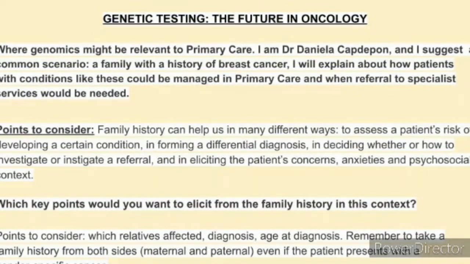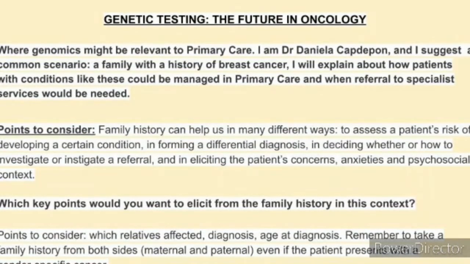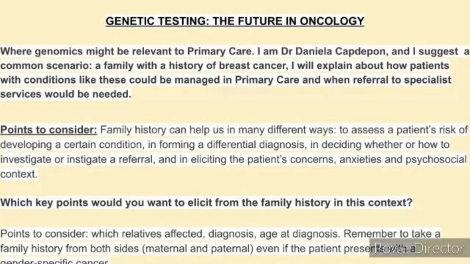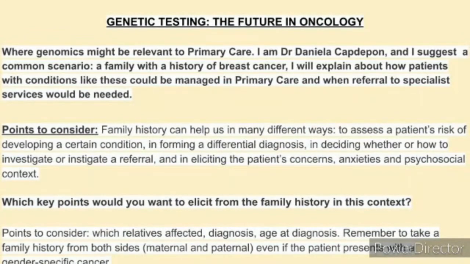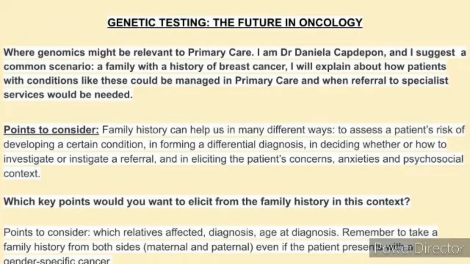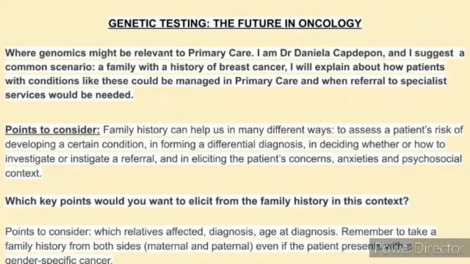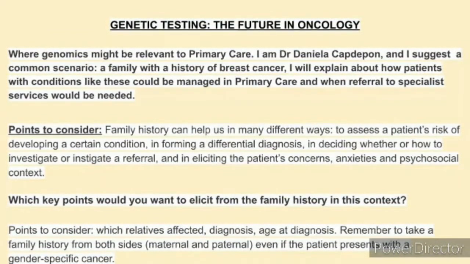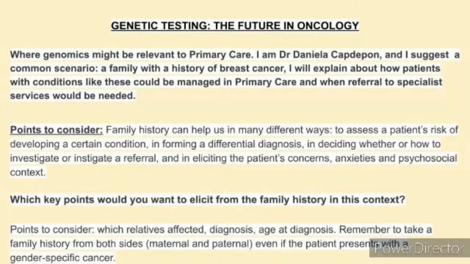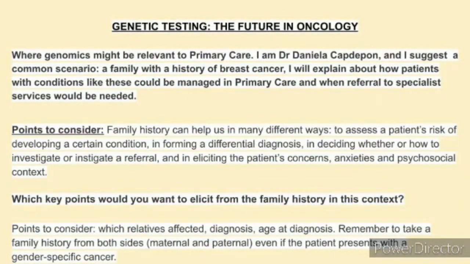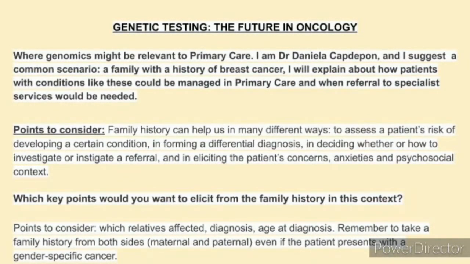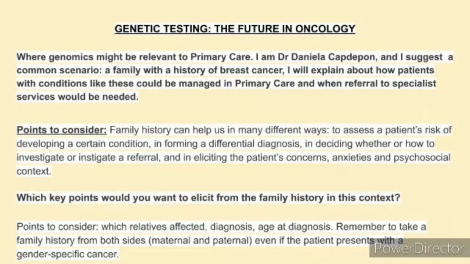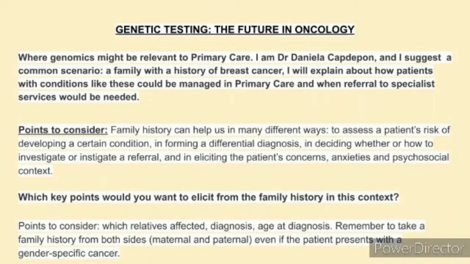Okay, so let's move on. About this, we have, for example, 2 points to consider. The first point is the family history, which will help us in many different ways to assess the patient's risk of developing this kind of disease, and the different diagnoses to be considered in the family history. Of course, we have to be very careful and be aware of the patient's concern, anxiety, and depression. The other point about the family history is the affected diagnosis and the age of the diagnosis when they had the cancer disease. This is very important and relevant, and it is also important to be aware of both sides, the maternal and the paternal side of the patient.